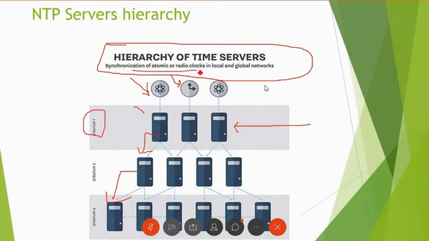Synchronization of atomic or radio clock in local and global networks. It's just a picture to represent how NTP time is transferred. How does this server get it? It gets it from the main source, and it is over the network. You're sending this NTP because it's an NTP protocol, like the HTTP protocol. It is transmitted over the data networks. So the time is transmitted from stratum 1 servers to stratum 2, and then from stratum 2 to stratum 3.